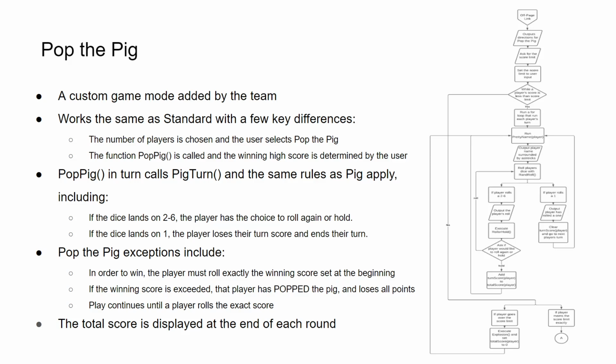With Pop the Pig, the exceptions include that the player must roll exactly the winning score set at the beginning in order to win. And if that score is exceeded, the player has popped the pig and loses all points. Play continues until a player rolls the exact score. And the total score for each player is displayed at the end of each round.